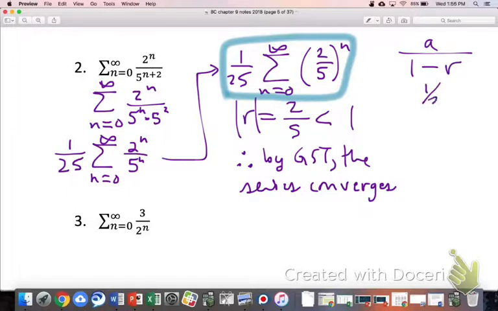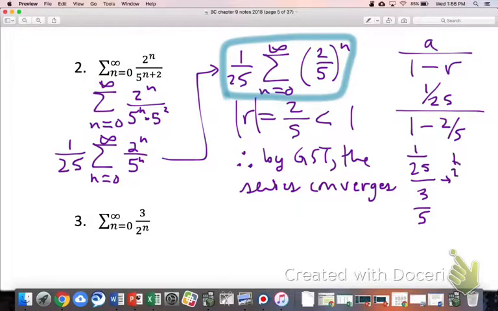So for the full sum, it would be 1/25 over 1 minus the common ratio. The common ratio we already know is 2/5. So this would be 1/25 over 3/5. So that is 1/25. Sorry, it's getting a little messy here. Times 5/3. Oh, it went off the edge. So how about 1/15? Make sense? That would be the actual sum that this series converges to.